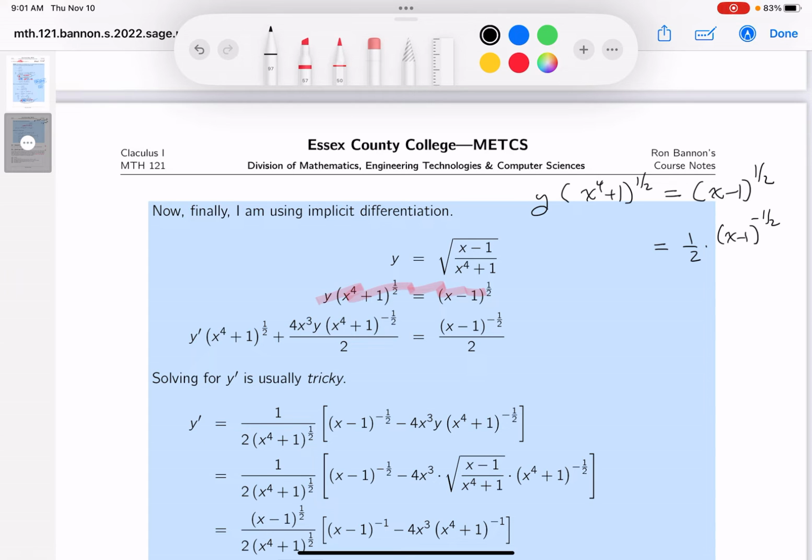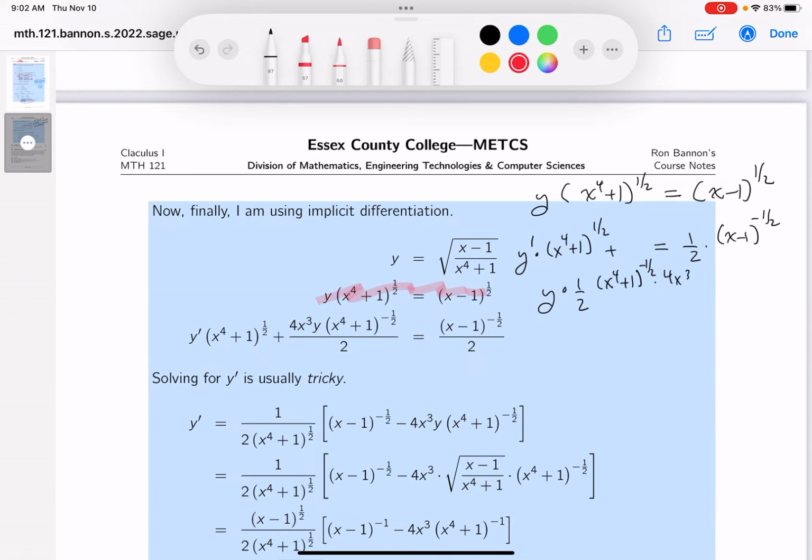Let me write this down. It's going to be y prime times (x^4 plus 1) to the 1/2, plus, I can't fit that in there, can I? Let me write it below it. It's going to be y times a derivative. I'm using the product rule, by the way. Well, it's going to be 1/2, and then you're going to get (x^4 plus 1) to the minus 1/2 times the derivative of the inside, which is 4x cubed. All right?